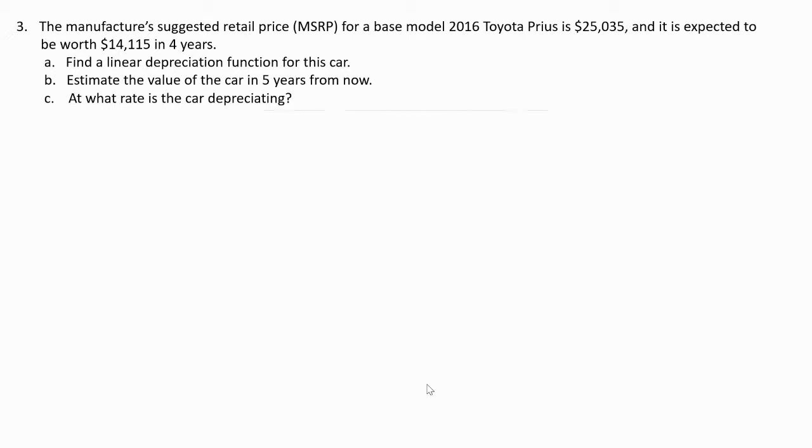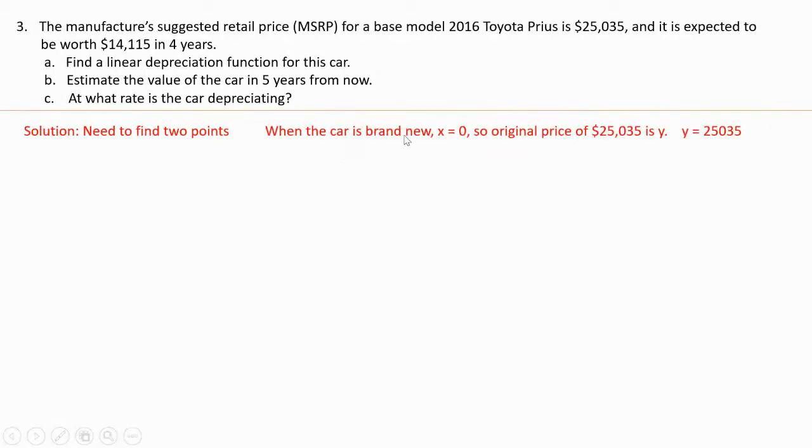Okay, so let's find part A. Now we need to find 2 points from the problem here. When the car is brand new, x equals 0, or t, because no time has passed. So the original price is $25,035. So then y equals $25,035, and x is 0, and that's my y.